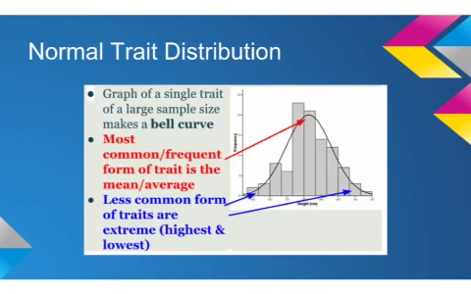So what we have here is a graph of normal trait distribution. I've been having you graph several different traits of the baby wolf pups all along. And what we commonly see in graphs is that the most common or the frequent form of a trait is the average. So in this example, we have that shown here in the middle. And then those extreme traits, or the less common ones, are on either side.